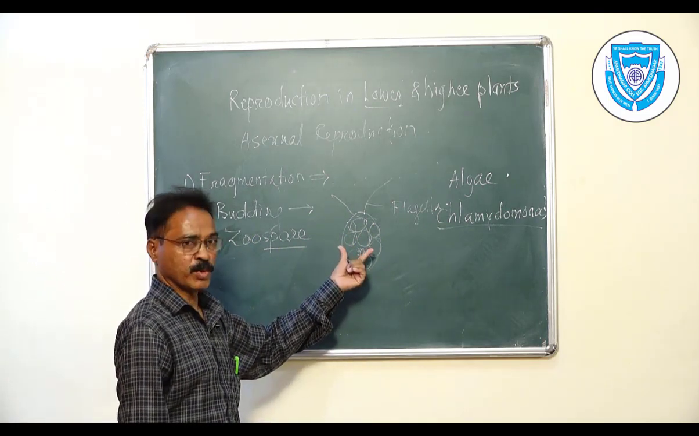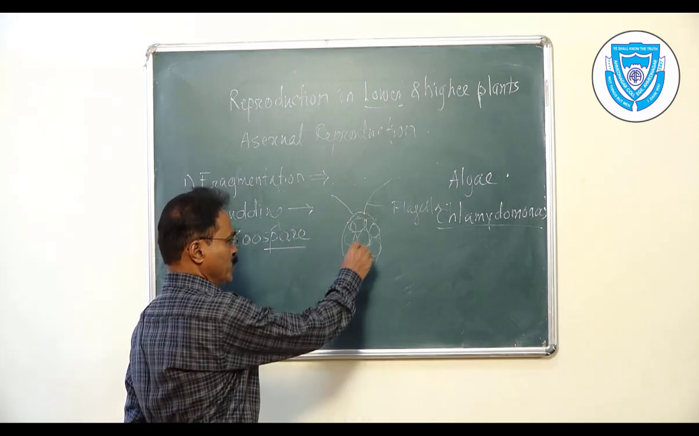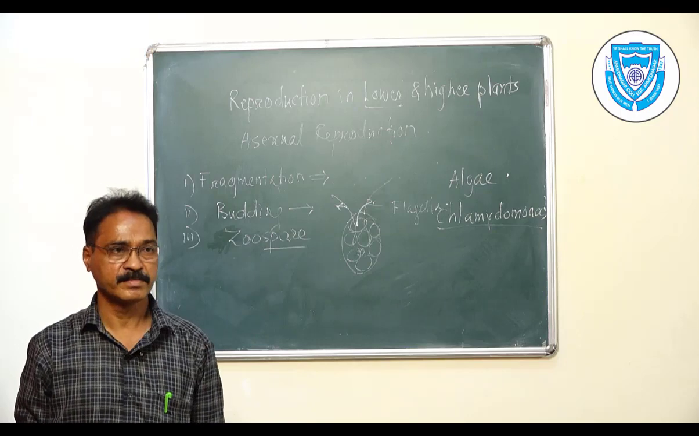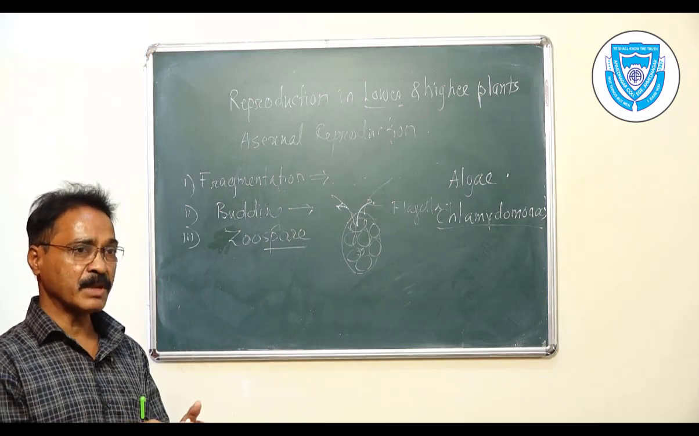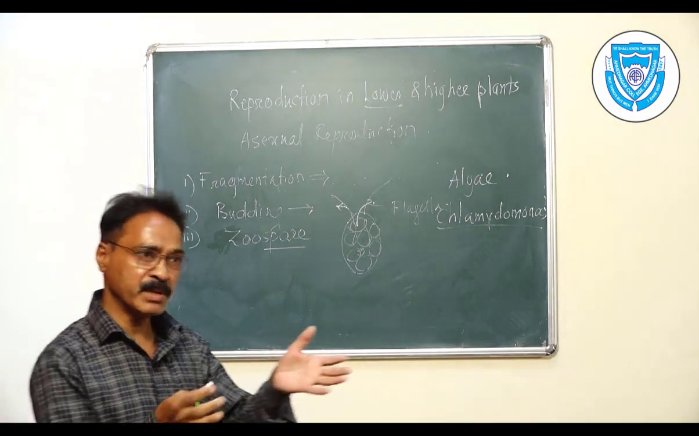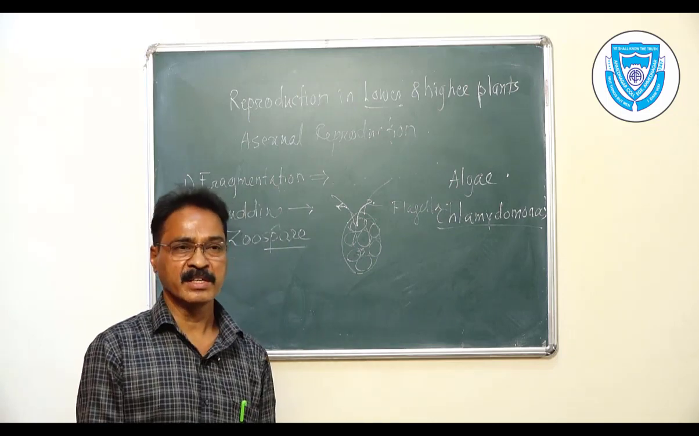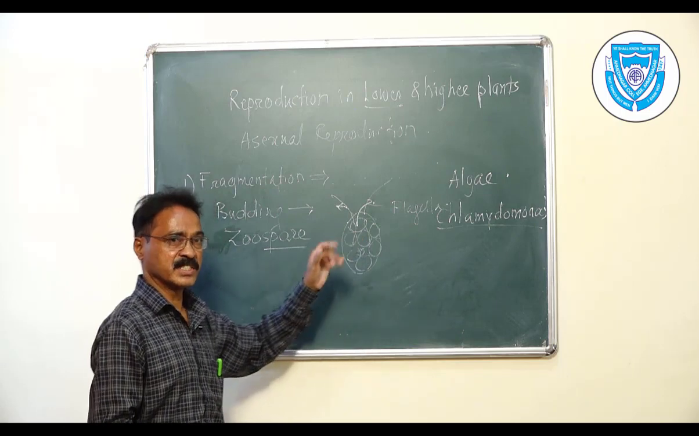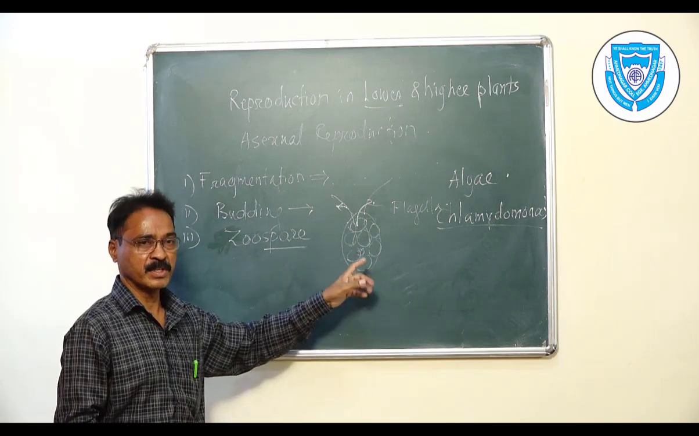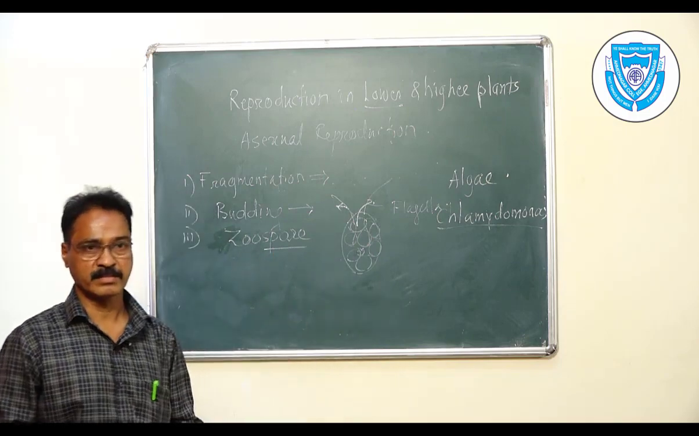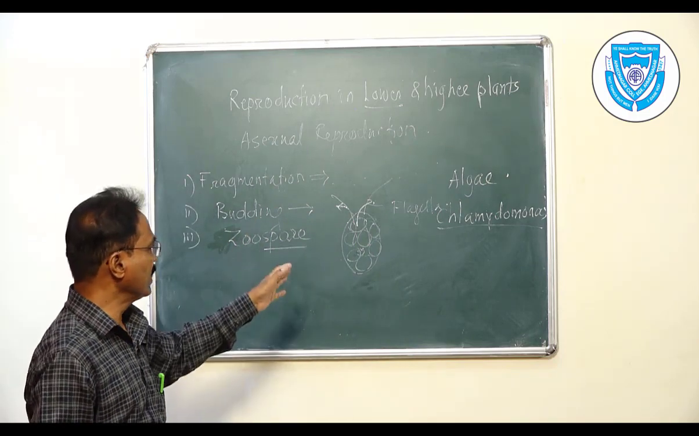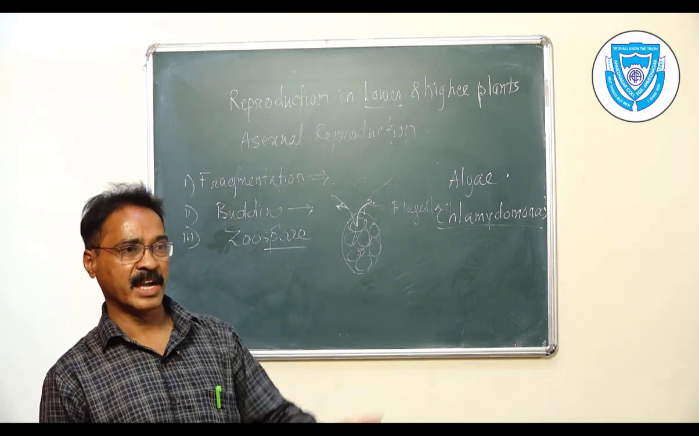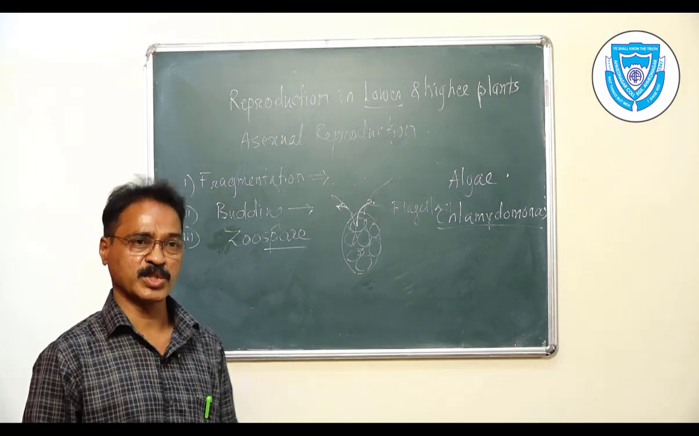After maturity, these cells come out by breaking the wall around them, and all these spores liberate out and swim in water, again attain maturity, and become just like the mother cell. So this production is called zoospore formation, which is found in lower organisms. These are the three things given in your book in detail. But other than that, other methods of reproduction are also there.